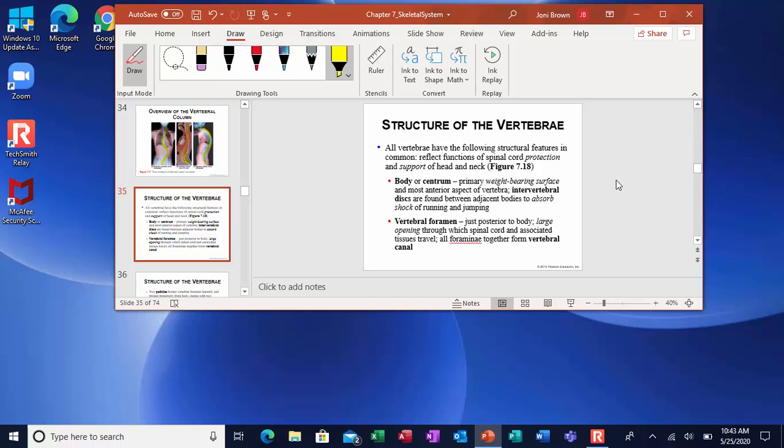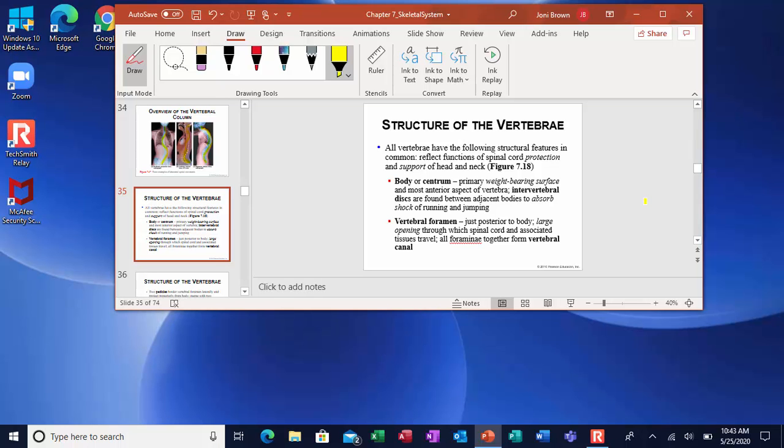Now if we look at the structure of the vertebra, they're all there to protect our spinal cord, and of course to support our head and our neck and our body. Now the body of it is the weight-bearing part, and there are intervertebral discs found between the different bodies of the different vertebra, they are for absorbing shock, and they are cartilage.